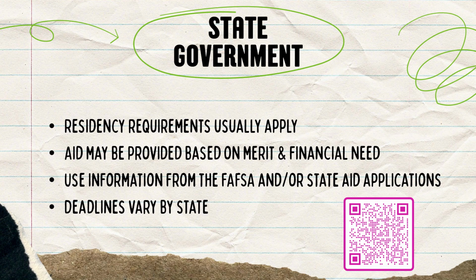The source of financial aid is state government. Residency requirements usually apply. Aid may be provided based on merit and financial need. The state uses the information from the FAFSA and/or state aid applications for those not eligible to submit the FAFSA. Deadlines vary by state. Be sure to check for the deadlines for your state on the FAFSA website. The QR code will take you directly to the page.